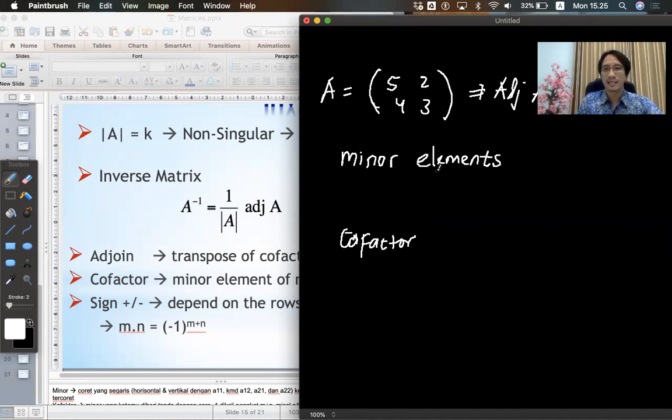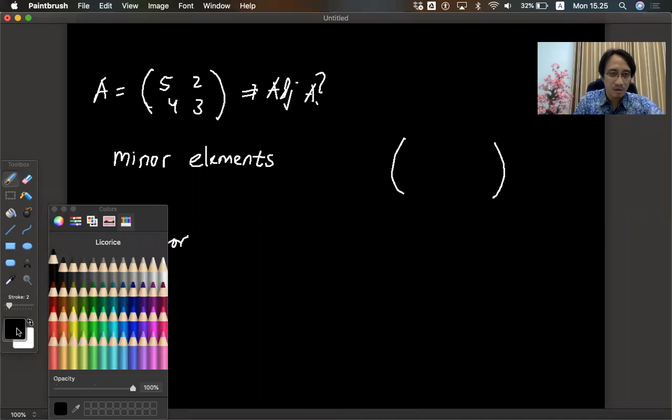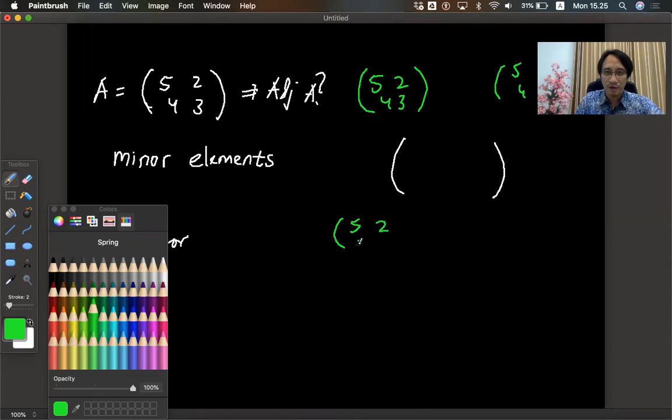So, minor with sign. Firstly, I would like to teach you how to create the minor element. So this is the minor. In this case, I just want to type one more time: 5, 2, 4, 3. This is the matrix 5, 2, 4, 3, because they are 4 parts.